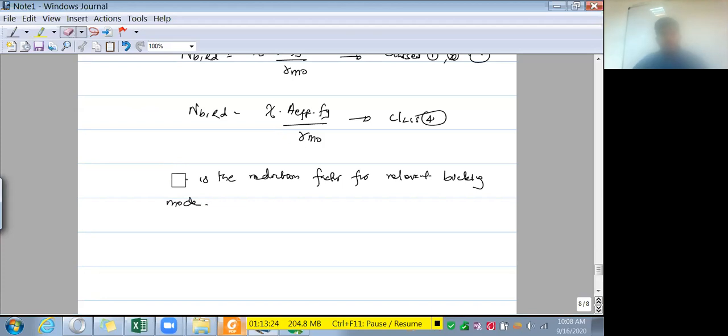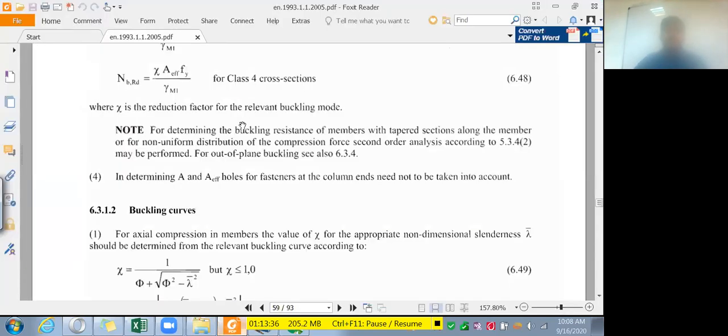That is, compression buckling and lateral torsional buckling are kind of similar. So chi is the reduction factor for the relevant buckling mode. For determining the buckling of members with tapered sections along the member, or for non-uniform cross sections, we need to do a second order analysis. This part is not relevant to us at this moment.